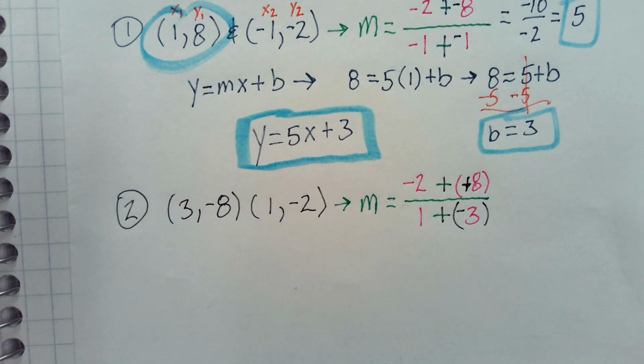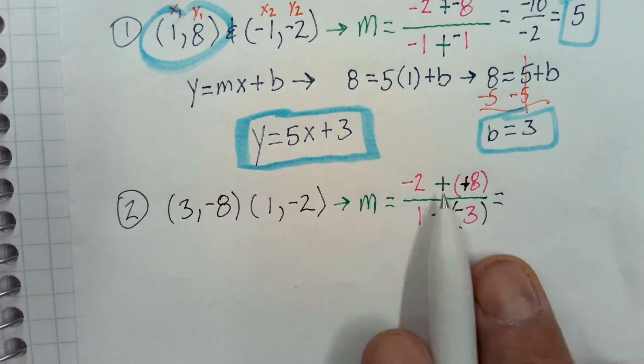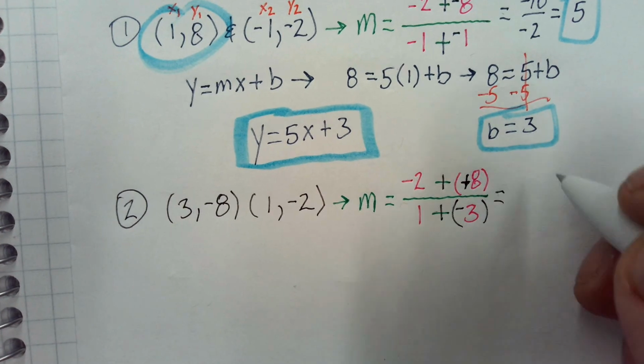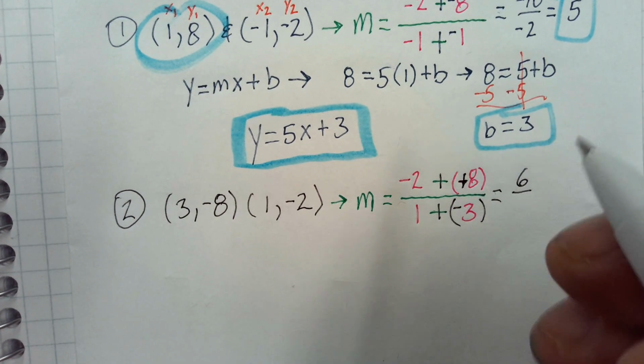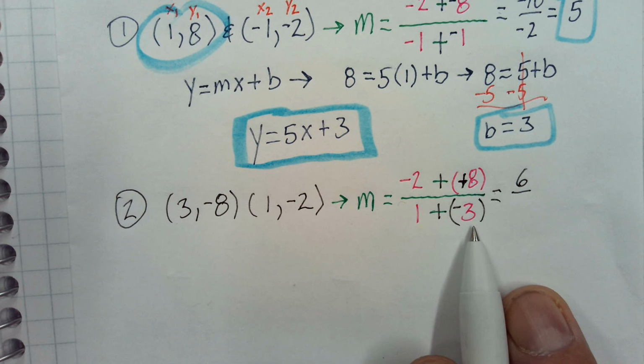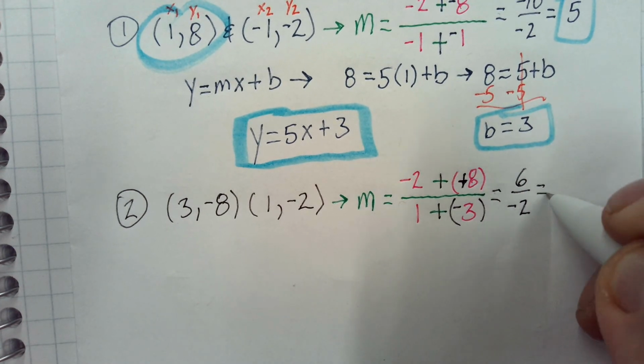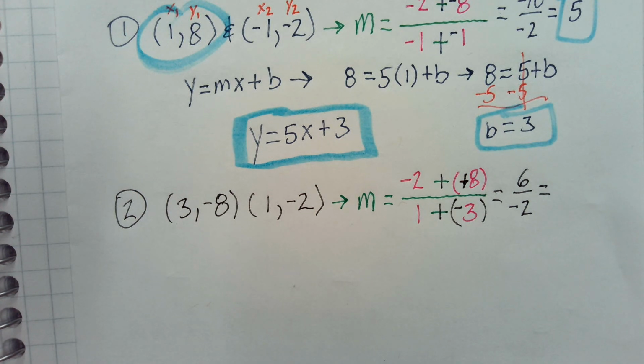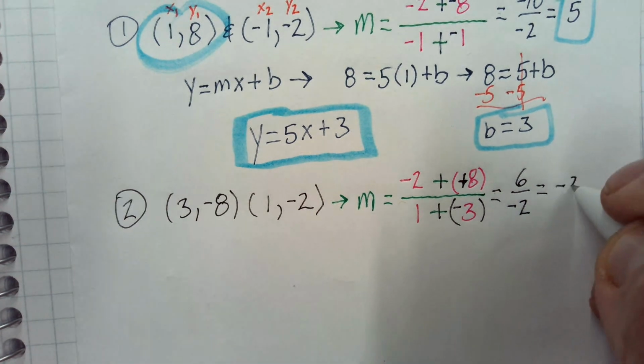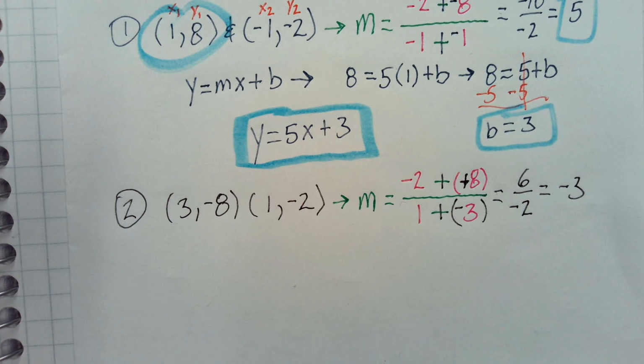So now let's see what that gives us. We got -2 plus 8, 6. We got 1 plus -3, that's -2. That simplifies to -3. We got a slope now, -3.